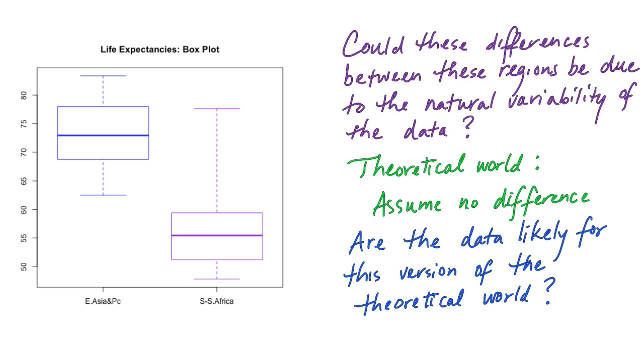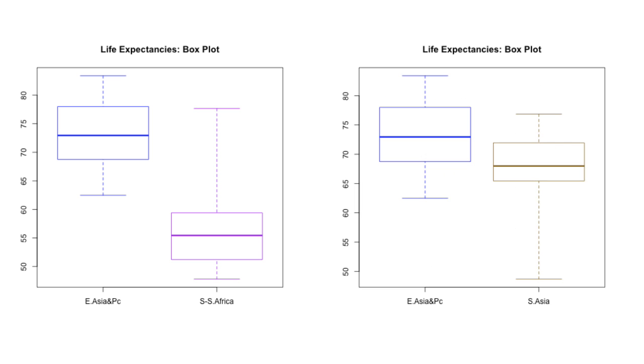It may seem clear that life expectancies are not the same when comparing East Asia and the Pacific and sub-Saharan Africa. But what about this comparison between East Asia and the Pacific and South Asia? This one is less clear-cut, and we definitely need some methodology to investigate whether the differences are significant or not.